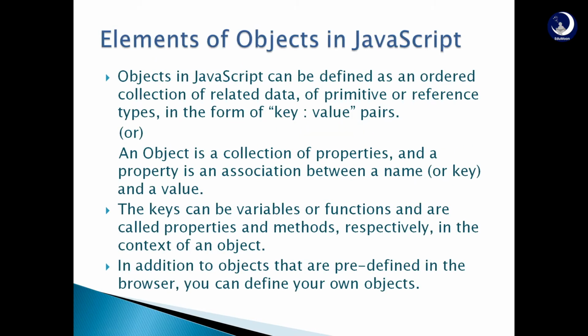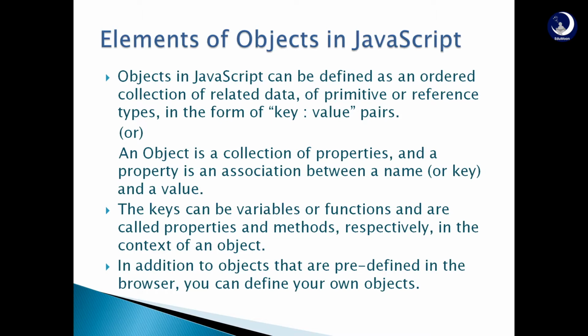Objects in JavaScript can be defined as an ordered collection of related data of primitive or reference types in the form of key value pairs, or an object can be said as a collection of properties, and a property is an association between a name or key and a value. These keys can be variables or functions and are called properties and methods respectively in the context of an object. So, if the keys are variables, then you would call them properties, and if the keys are functions, you would call them methods.